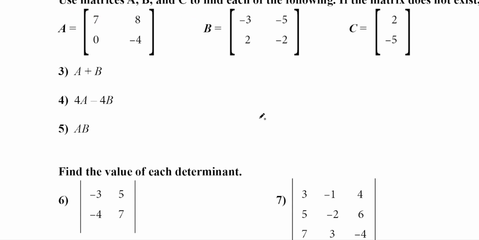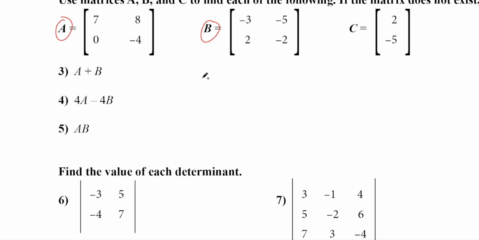It's just A plus B. Matrix A, right here, plus matrix B. So we just add them together. When you add matrices together, they got to be the same rows and columns, okay? They got to be the same dimension, and you just add them together. So that's kind of simple.